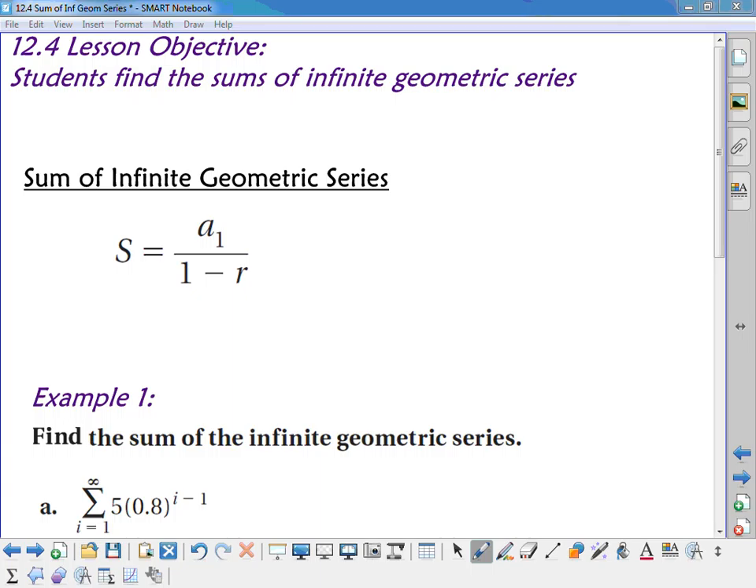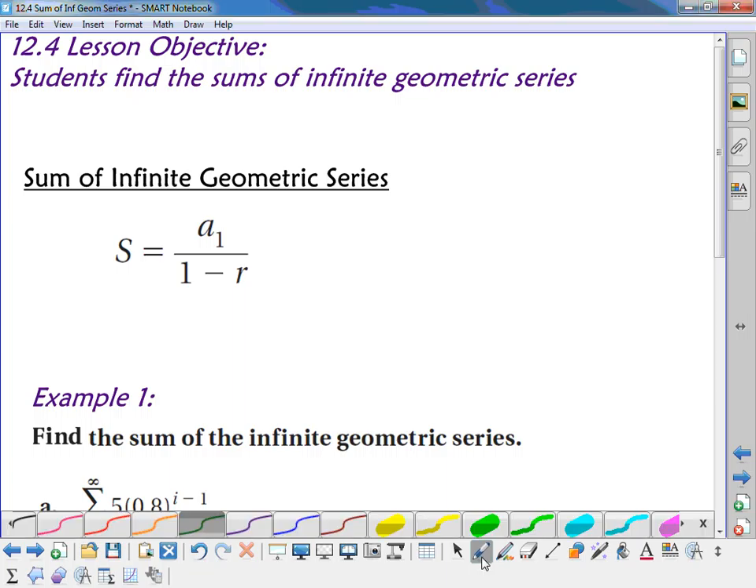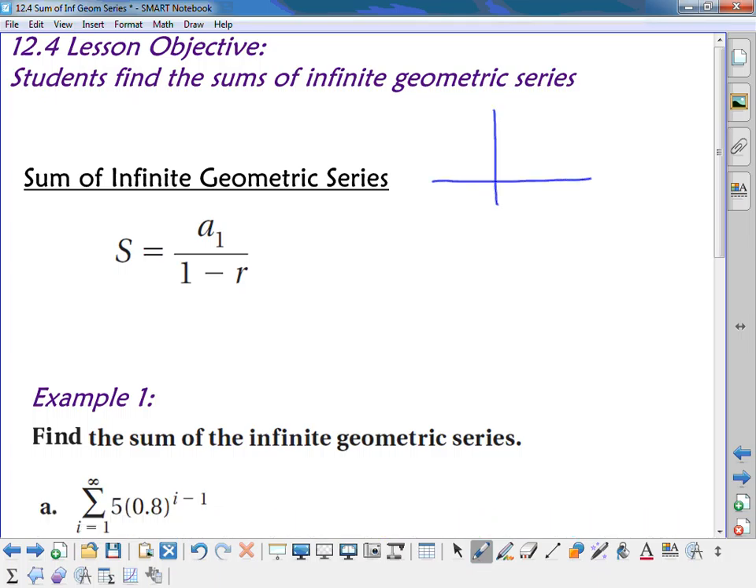Alrighty, so today we're going to be talking about the sum of an infinite geometric series. If you remember when we did exponential functions, a geometric series is just a specific type of exponential function that's discrete. We had two possibilities when we were graphing exponential functions.